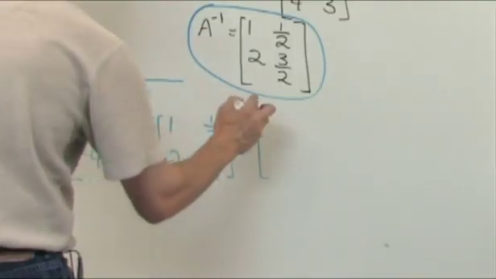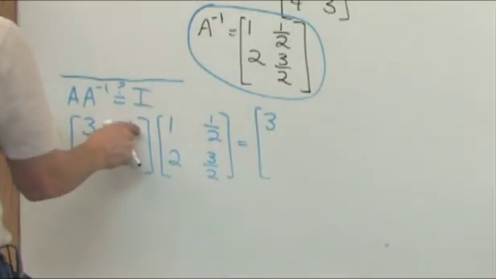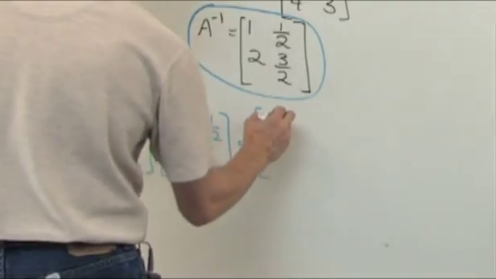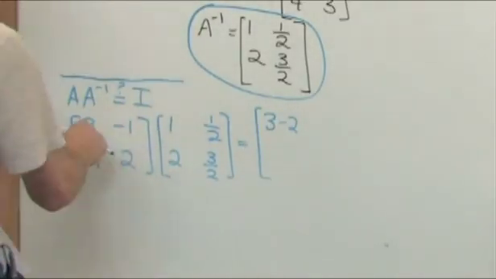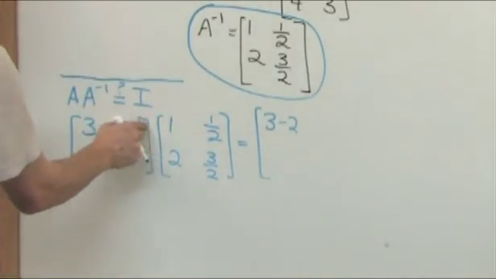3 times 1 gives me 3, plus negative 1 times 2 gives me negative 2. Over and down. This times this plus this times this.